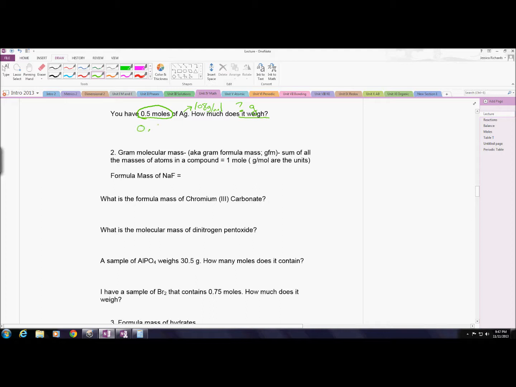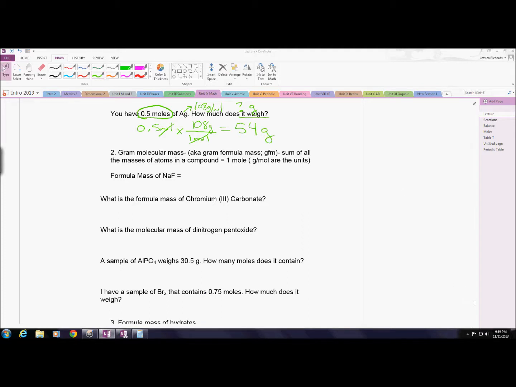So if I have 0.5 moles, this time when I set it up, I'm going to put the 1 mole on the bottom so that it cancels, and the 108 grams at the top. Moles cancel, and 0.5 times 108 is 54 grams.